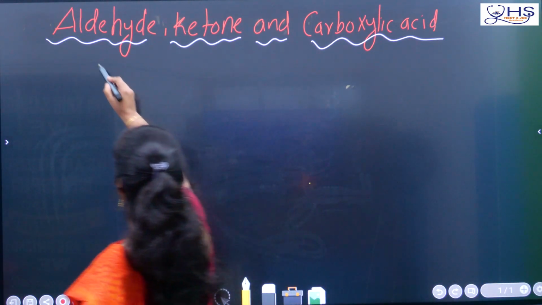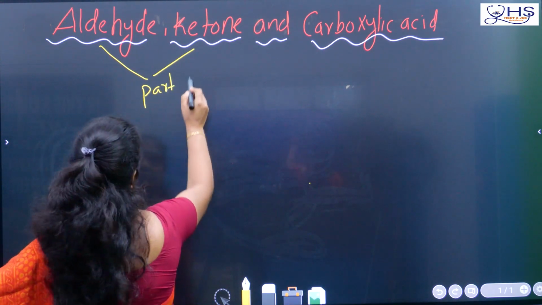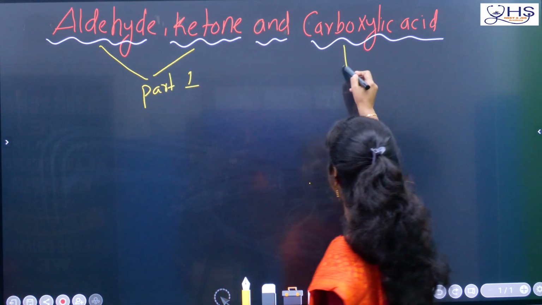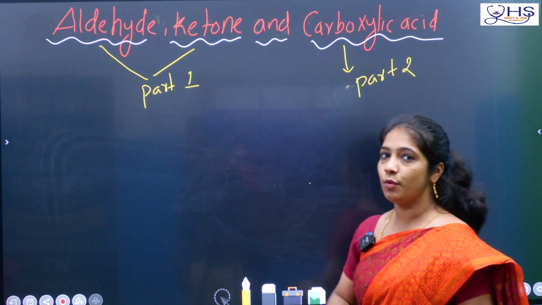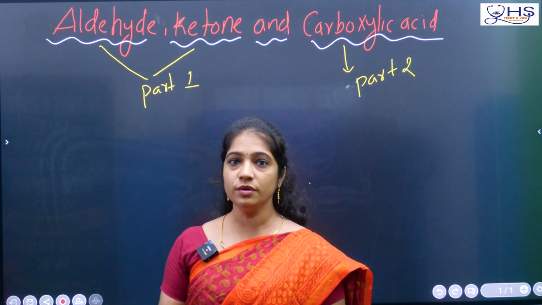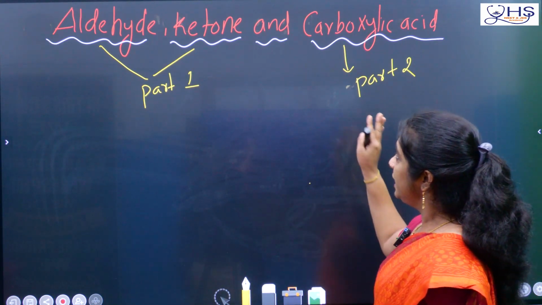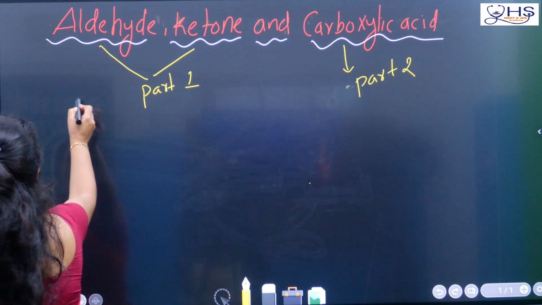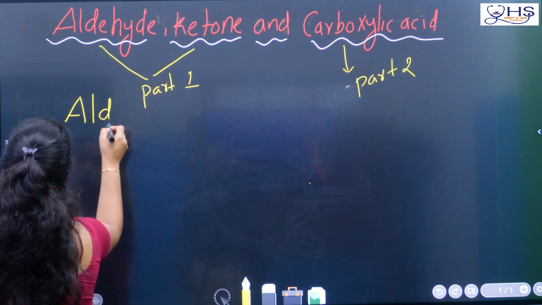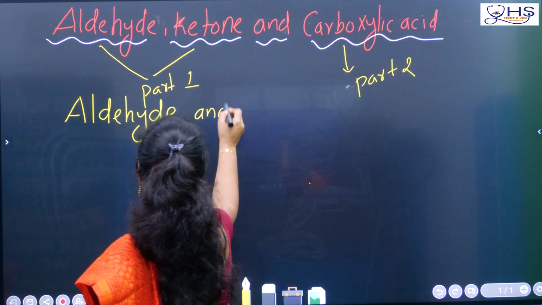The chapter itself we can divide into aldehyde and ketone as one part and carboxylic acid as another part. And this chapter is very important from the CBSE point of view as well as NEET and JEE point of view. So today we will mainly focus on the CBSE point of view. So first we will start the aldehyde and ketone chapter.